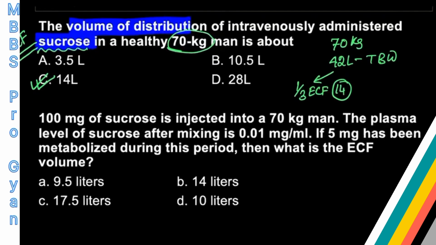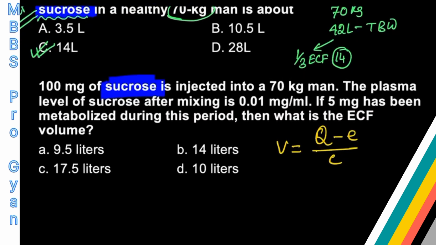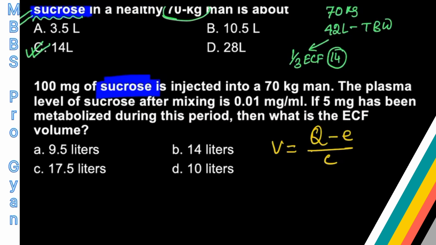So it is ECF. Now second question, again it is sucrose, so you are measuring ECF. Now this question is based on the volume of distribution principle. So V is equal to (Q minus E) upon C. This is the formula I have to apply in this question. If you read the whole question, you will understand that this is the formula you have to use.